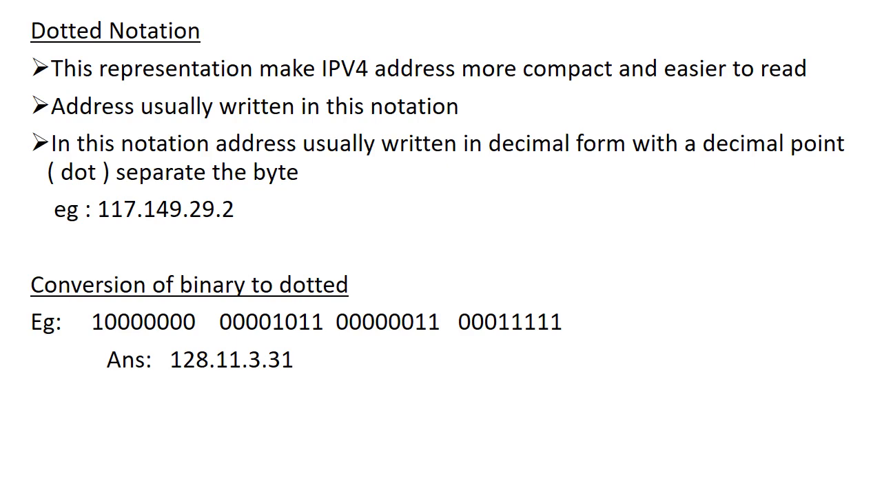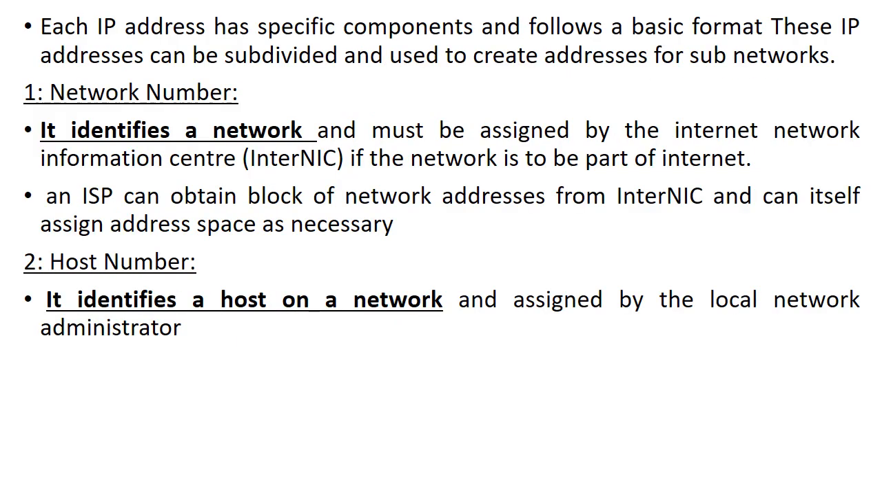So we have discussed the two types of notations. What other components are contained in an IP address? An IP address contains two parts. The first part is the network number and the second part is the host number.